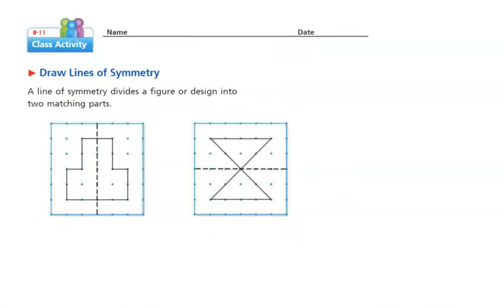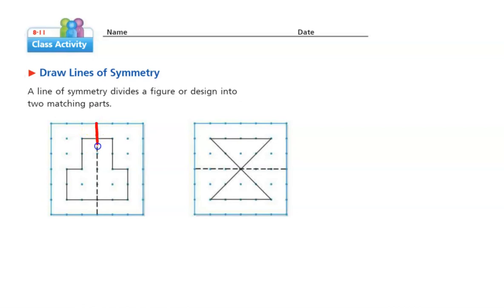So if we look down at the next part, I believe this is your next page, it wants you to go ahead and draw lines of symmetry. So it says a line of symmetry divides a figure or design into 2 matching parts. So kind of like these examples that they just showed you.